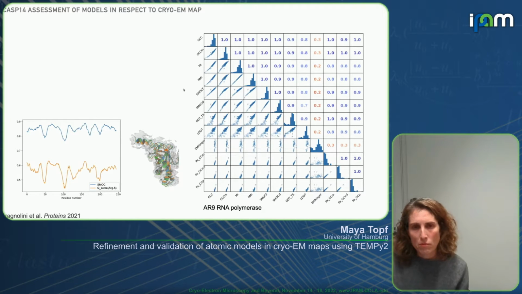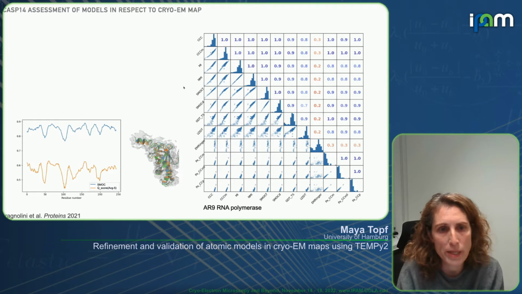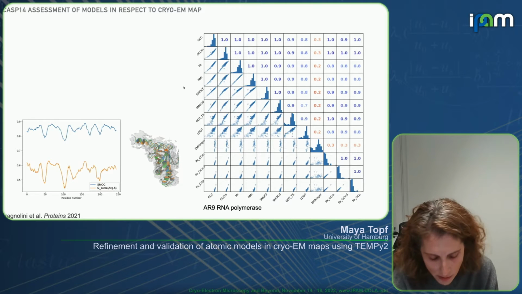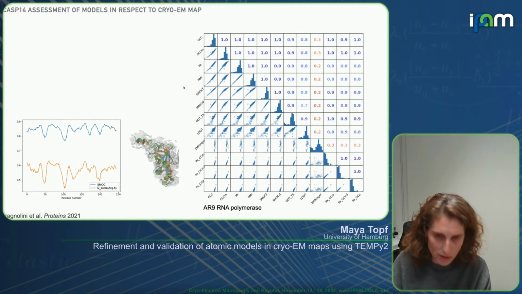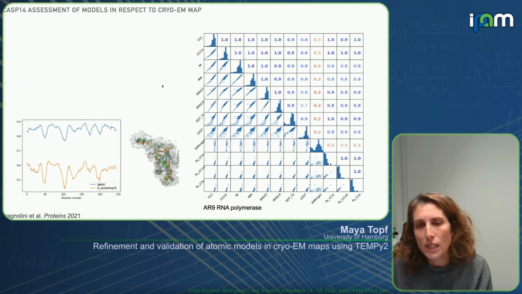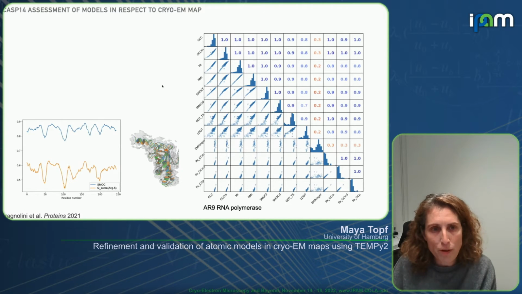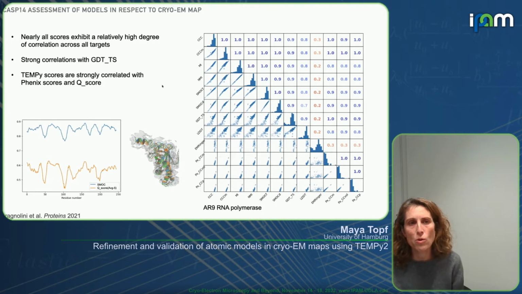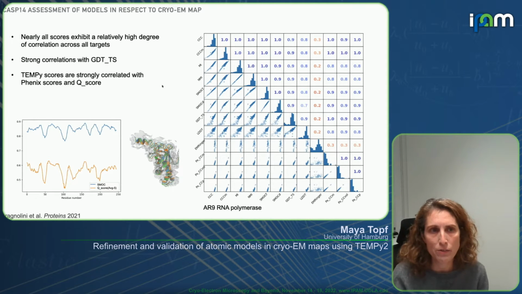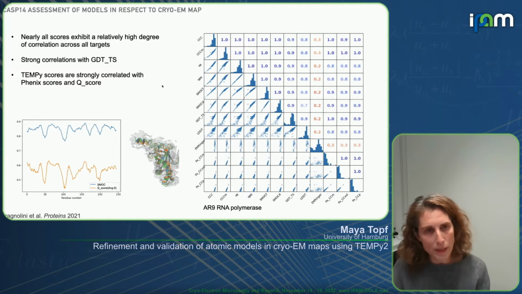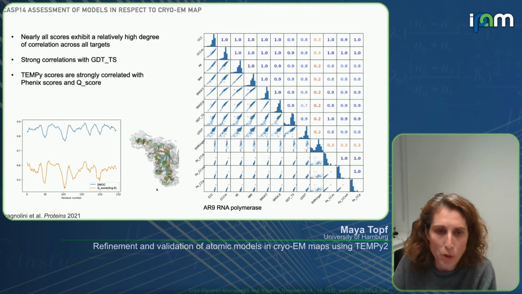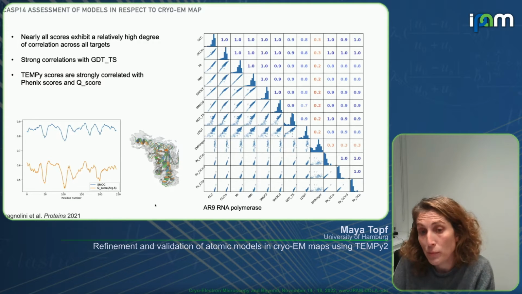Now, two years ago we also assessed all the models that were deposited for the CASP cryo-EM target, and what we found was that nearly all the scores exhibit a relatively high degree of correlation across all targets. This is just one example of a phage RNA polymerase, but we saw a similar matrix with all the different proteins that we looked at.